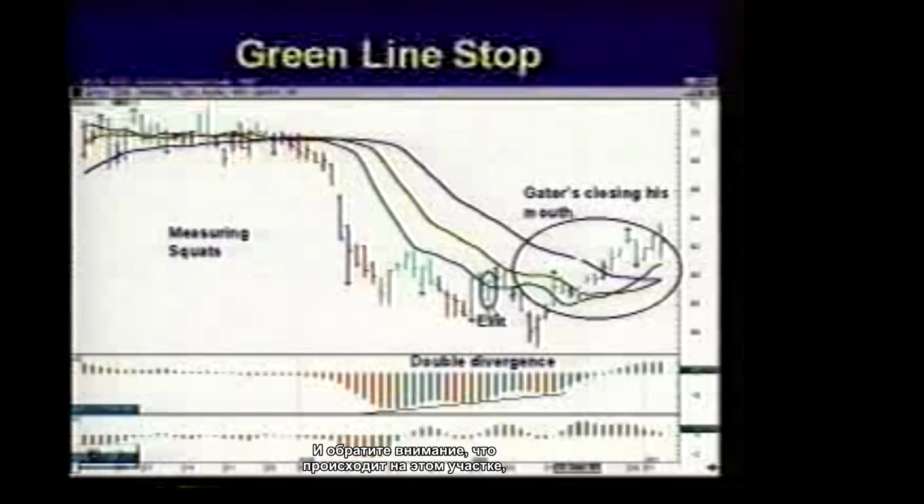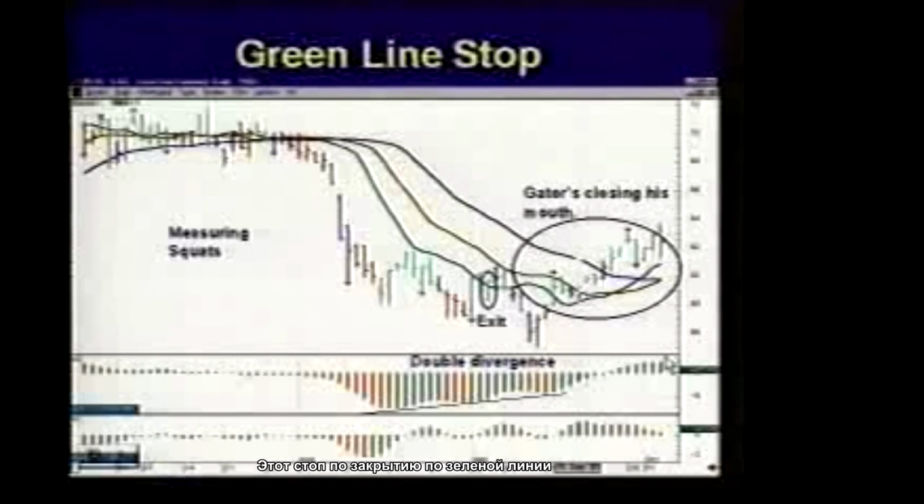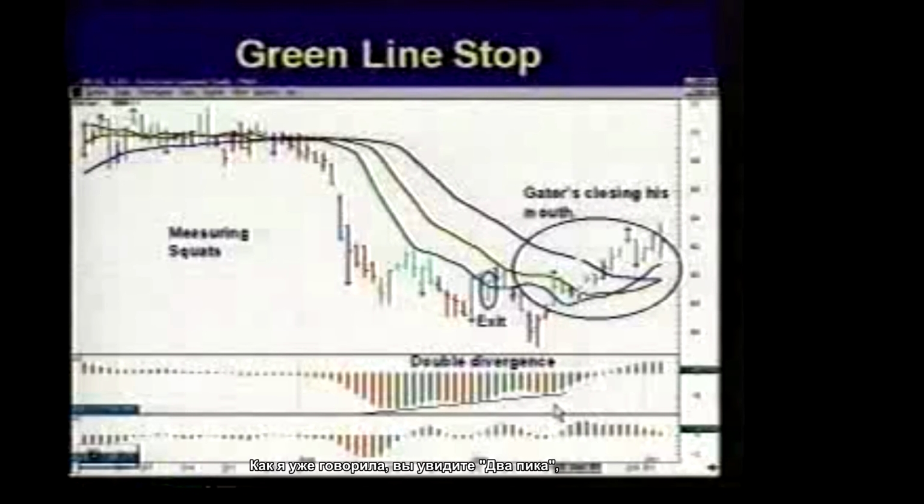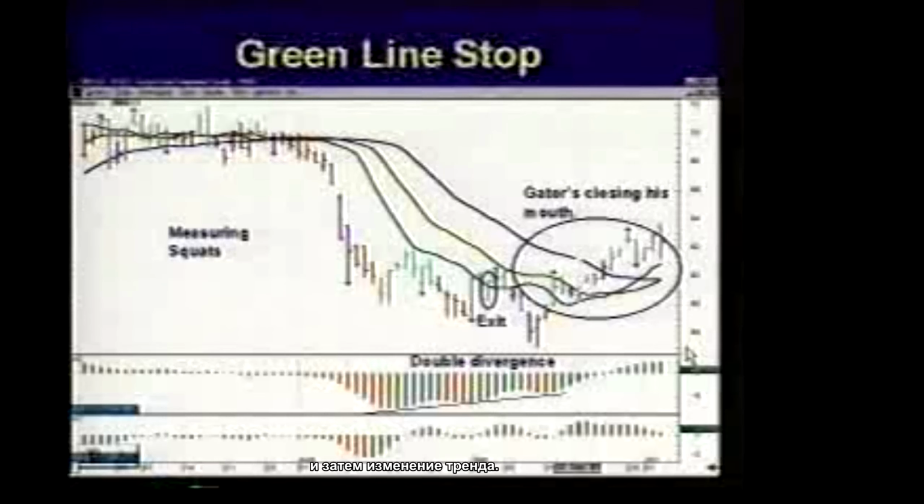Then look what happens. Look at this area. What happens to the alligator? So that green line stop close only was a very good place to be out. And also, if you notice, you had twin peak signals along here. Remember when I told you that you'll see a twin peak before you see a cross of the line and a change of trend? Well, here's a very good example of that.